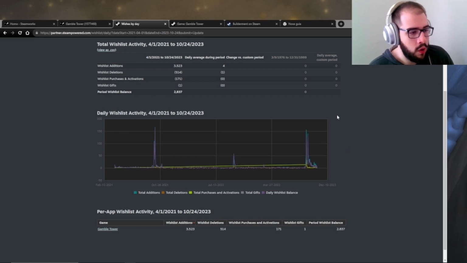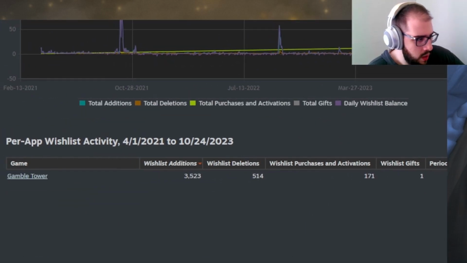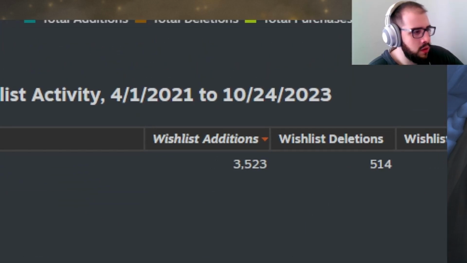Now, for the actual concrete relevance of this, we have those numbers down here, which indicate all the wishlist additions that we had for Gamble Tower. So that was the total wishlist additions.